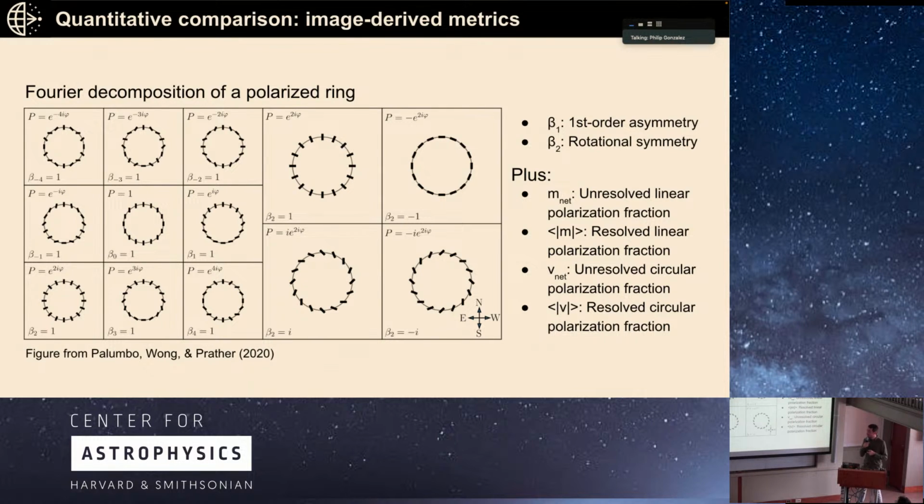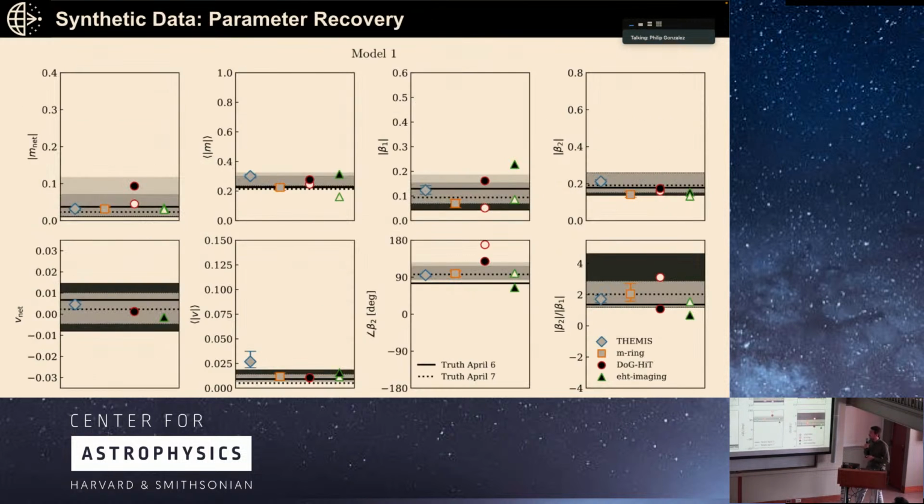In addition to the Fourier decomposition, we also look at the net unresolved linear polarization fraction, the circular polarization fraction, and the average resolved polarization fraction across the image. So here you can see comparisons of these quantities for the different methods to the ground truth, which is indicated with the horizontal bands. And we see overall the models are doing pretty well, getting the ground truth polarization structure parameters.